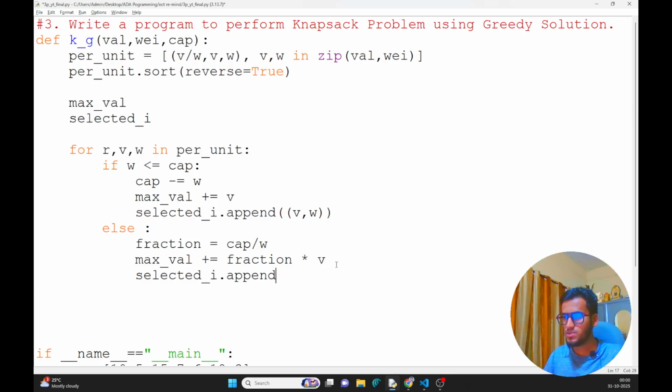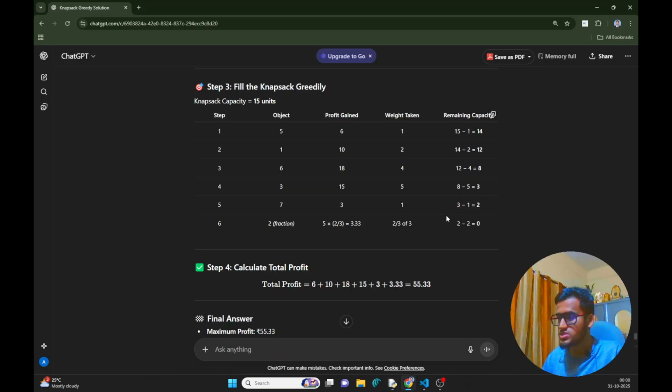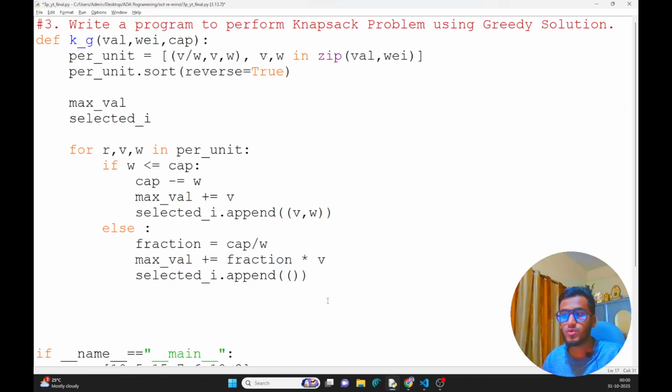If we append the value, the append is a function. Inside that function we want to write another bracket, and now you can see itself here, we are getting the value 3.3333. If you calculate, you get 3.33.